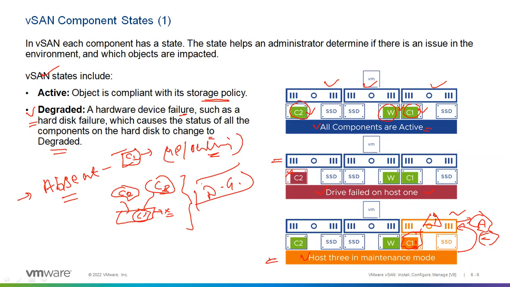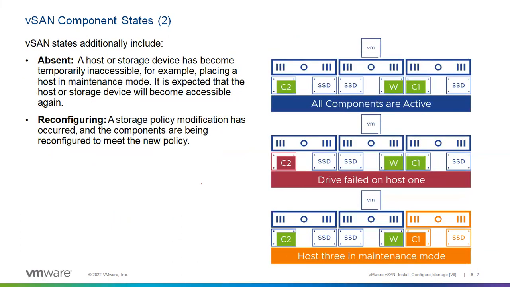We will be talking in the next upcoming slides. So that should be back actually. So that is the second state. That's what we are talking about. vSAN component state. The second state is the absent state, where we are considering that a particular host or a storage device has become temporarily inaccessible just because of that host in maintenance mode, or some hardware amendments it is doing.